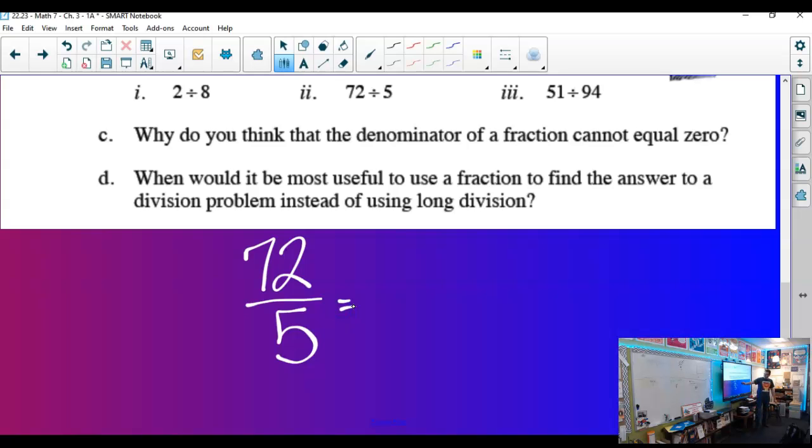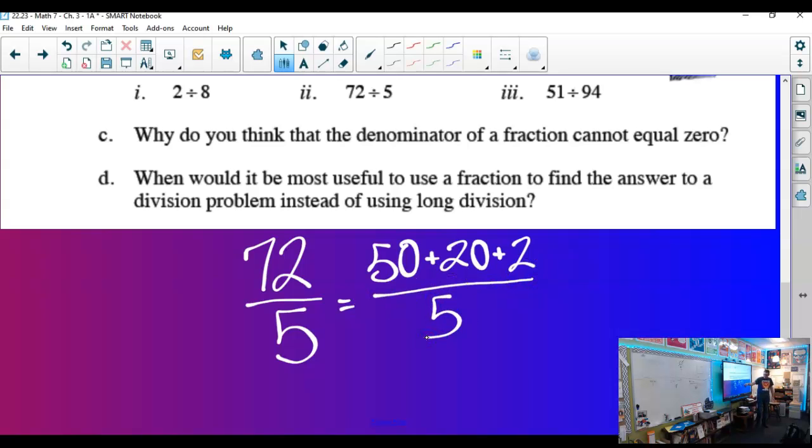Guys, let's make this easier. 72, I can think of as 50, 20, and 2, right? That's 72. What's 50 divided by 5? 10, right? What's 20 divided by 5? 4, so really we got 14 and 2/5. But 2/5, how many tenths would 2/5 be? 4/10. So we could also write it as 14 and 4/10.